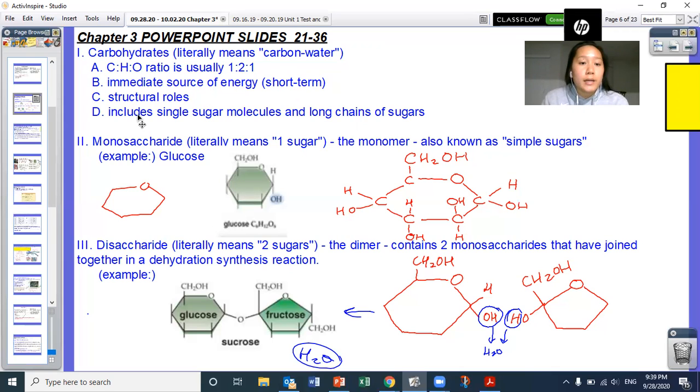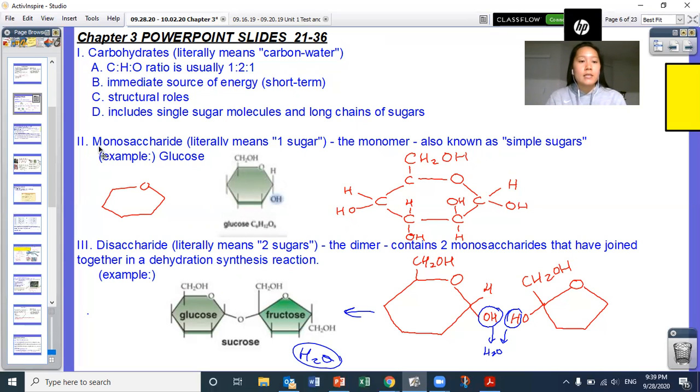They include single sugar molecules and long chains of sugars. For example, if you chain a lot of glucose together and they're alternating directions, then you get cellulose. That's a polymer. Cellulose isn't these little sugars. But glucose is just C6H12O6, and that's just one single ring of carbons, and then there's H's and O's coming off of those rings. And that's a single sugar molecule.